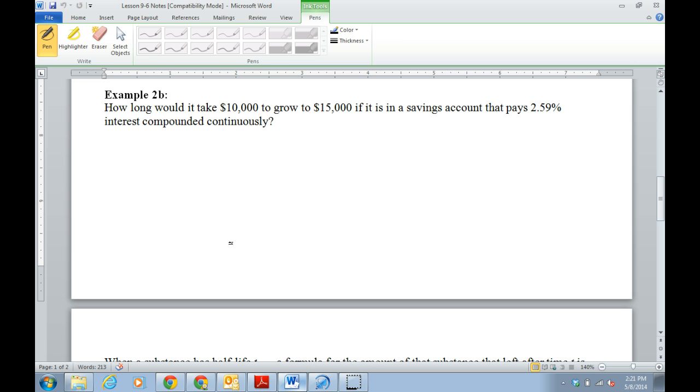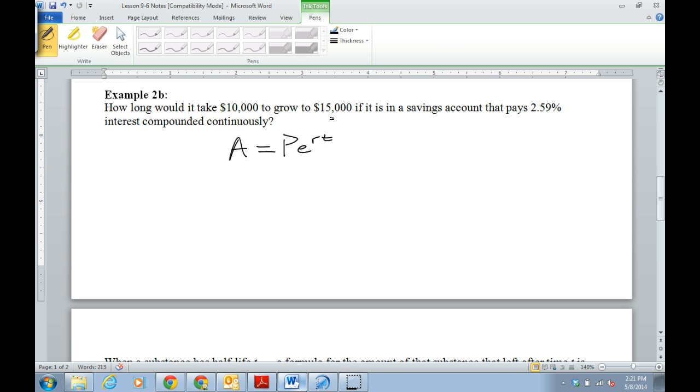Okay, so example 2B, continuing on from yesterday. All right, so here we have: how long would it take for $10,000 to grow to $15,000 if it is in a savings account that pays 2.59% interest compounded continuously? So remember, we are using the form A equals P e^(rt).